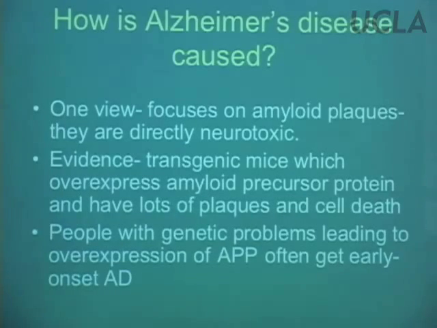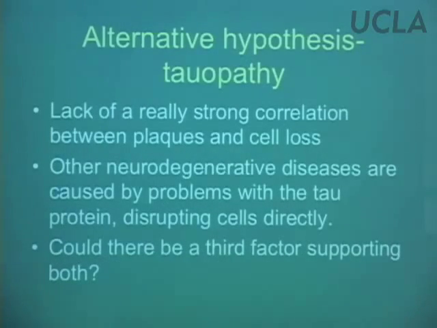Okay, now there are some alternative hypotheses out there, and they're briefly touched on in the Golde article. One reason that people have been looking at alternative causes is there isn't a super strong correlation between plaques and cell loss. Like I said, you can find people who have a fair number of plaques and they don't have a lot of cell loss. So it doesn't seem like a really tight correlation, as much as you might expect if that's really the cause of AD.